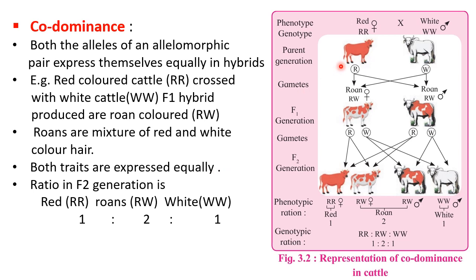Here we see a cross between a red colored female and a white colored male. Here we see the phenotype. You know that phenotype is the external appearance. So externally, one is red and one is white. That is a red female and white male with homozygous genotype. Here we see that the red colored female shows both R and the white colored male shows both W. Hence they are called homozygous. So when they are crossed, they produce equal number of male and female gametes. And in F1 generation, we see all the cattle produced are having roan color.